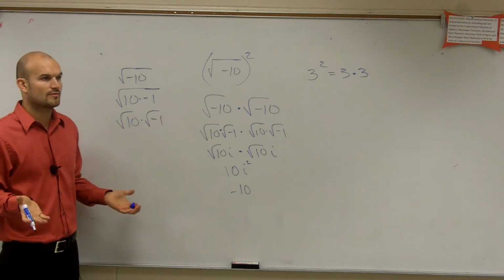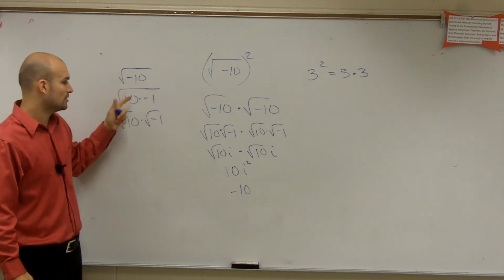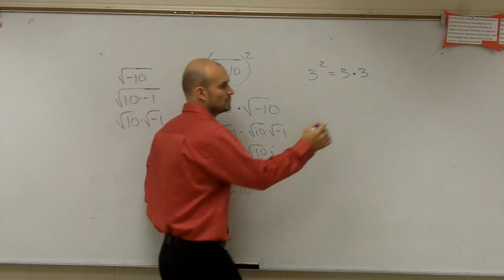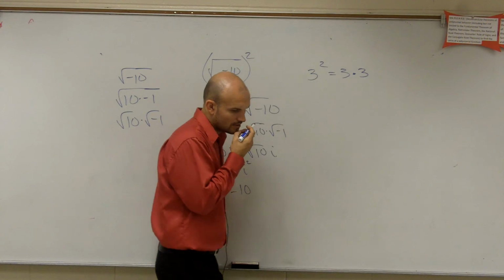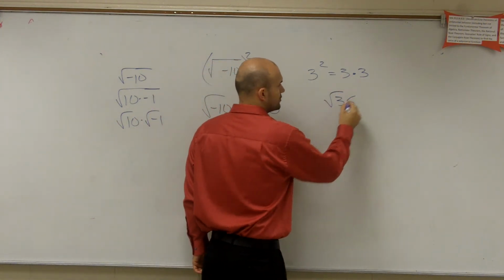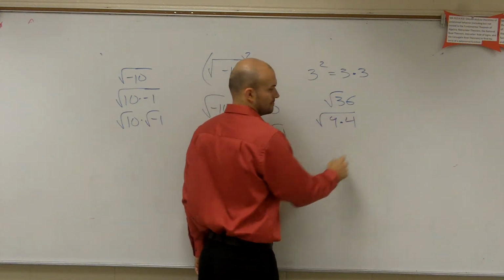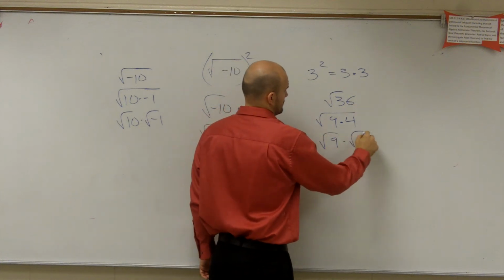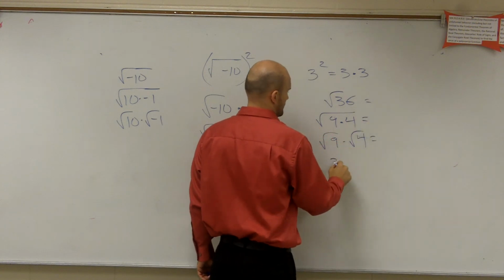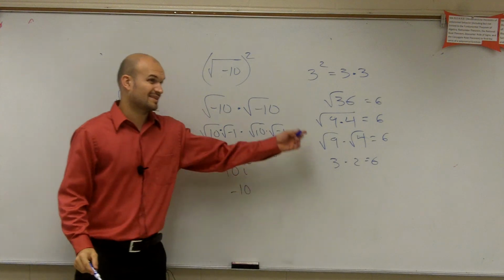It works for radicals. You can break it into 10 times negative 1, and then break those up into square root of 10 times square root of negative 1. I'm going to do one real quick. We're going to do 4 times 9. You know what that answer is, right? Check all 4 of those. You'll see that it all works.